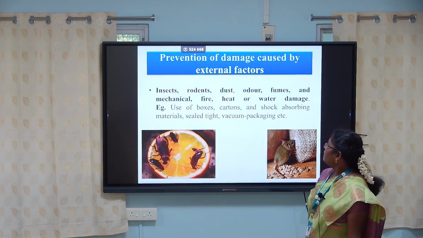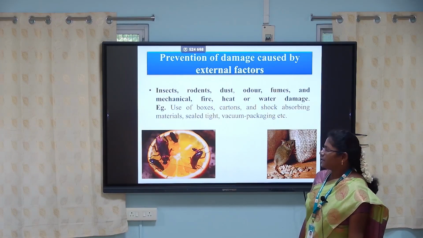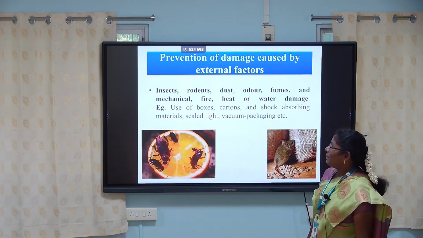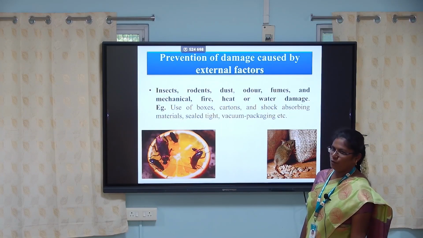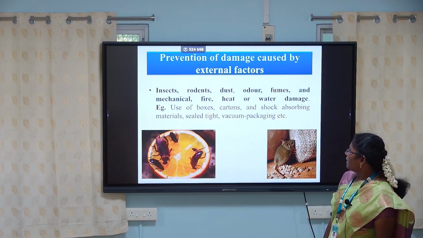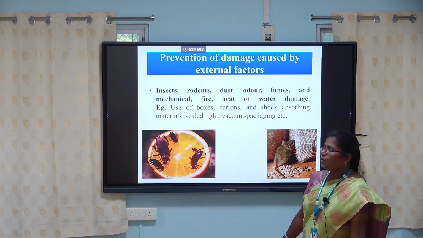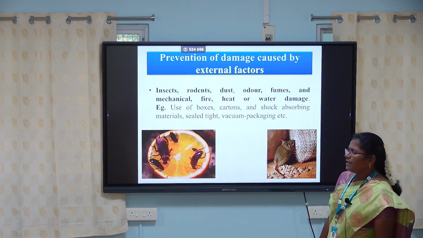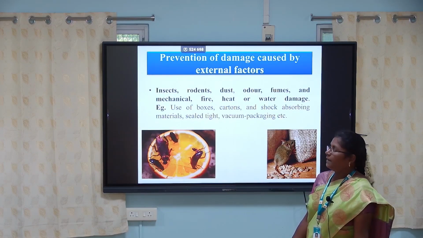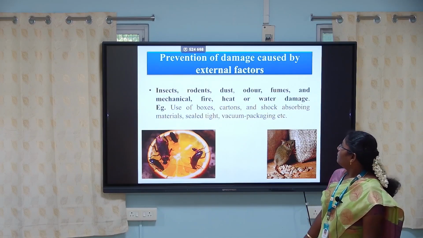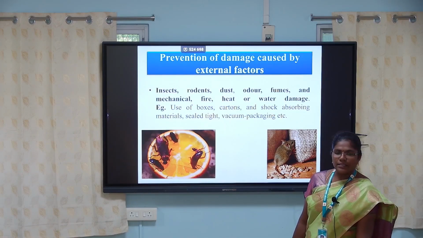So finally, prevention of damage caused by external factors. External factors involved in the damage of fruits and vegetables include insects, rodents, dust, odor, fumes, and mechanical damage, fire, heat or water damage. These can all be prevented by the use of boxes, cartons and shock absorbing materials. It can also be sealed tightly, like with the vacuum packaging technique, so that we can prevent the damage caused by external factors.